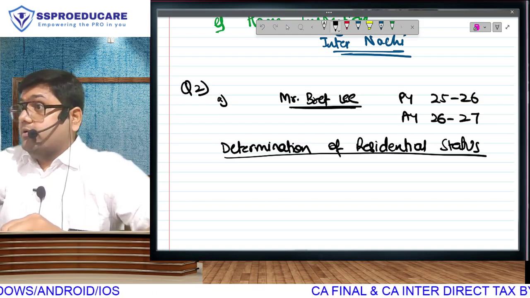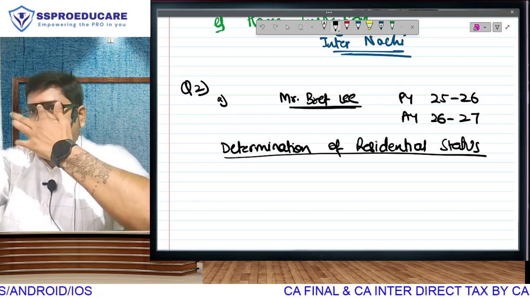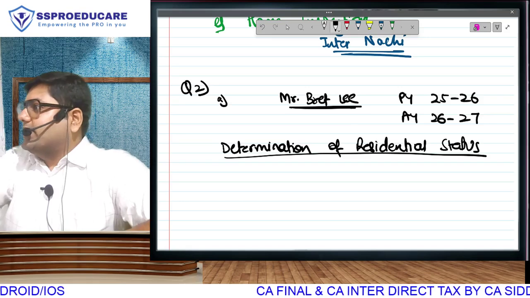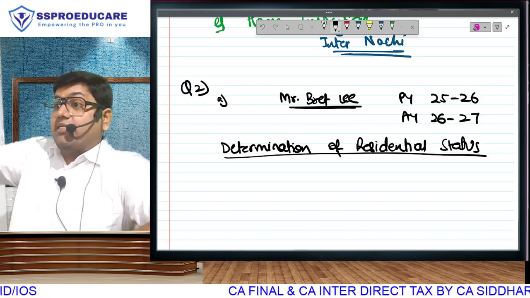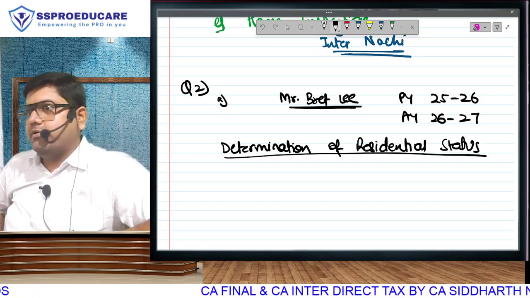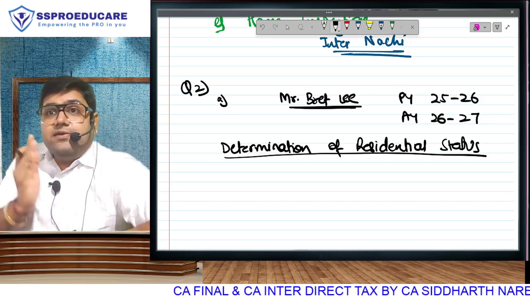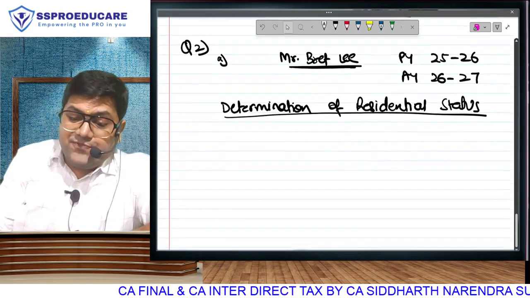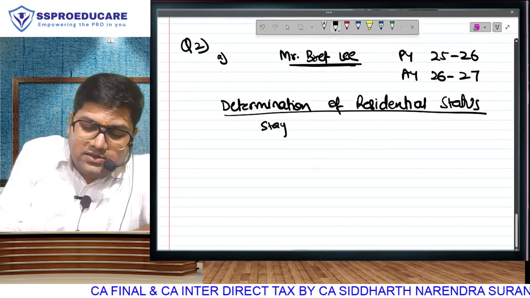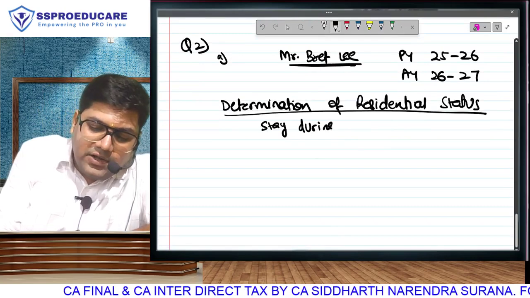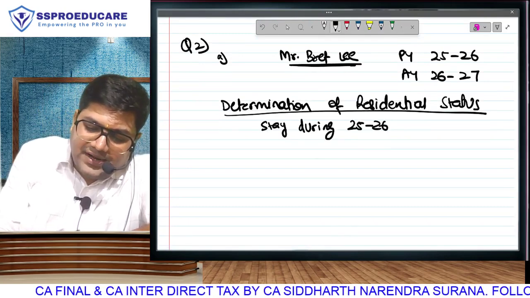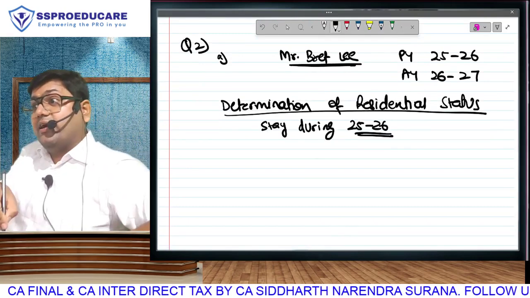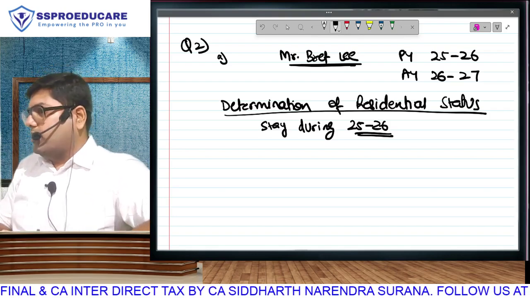Also, there is one more thing that you check: if income is more than 15 lakh, there is a concept called deemed resident. Because ROR or NOR is our secondary step, correct? So whether you talk about 60 or 182 or 120, our first step is always to check stay during the applicable previous year, 25-26.